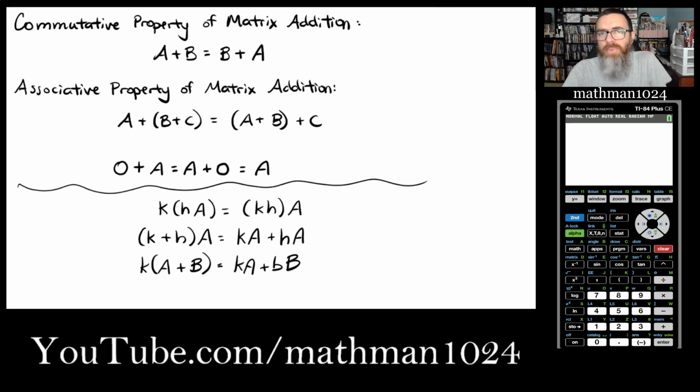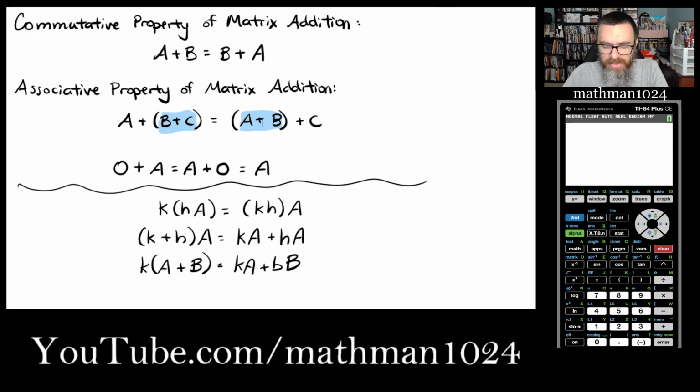So let's discuss some properties that we have with matrix addition and some multiplication stuff. You still have the commutative property even though we're dealing with matrices. The commutative property says the order that you arrange your matrices in doesn't matter. So if you want to say A plus B or B plus A, it's going to be the same thing. Similarly with the associative property, you can combine B and C first and then add A, or you could add A and B first and then add C. The result's going to be the same.